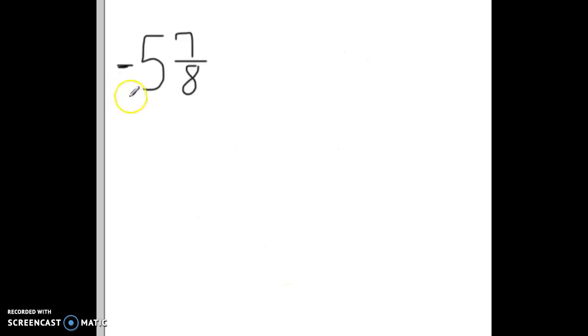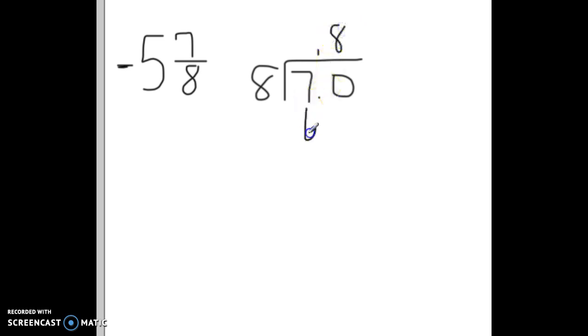Our next problem is -5 7/8. Now, I know a lot of times we change these mixed numbers to improper fractions. This is not the time to do that. We can simply deal with the fraction first. So 8 will go into 7. We have to add a 0. So 8 goes into 7.0. Well, let's see. That would be 8 times, because 8 times 8 is 64.